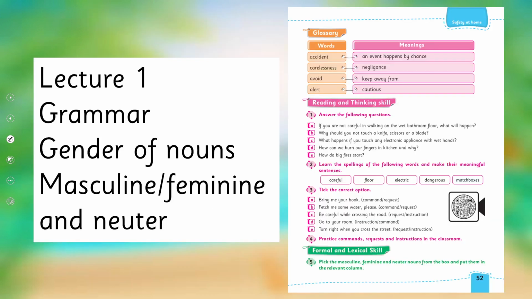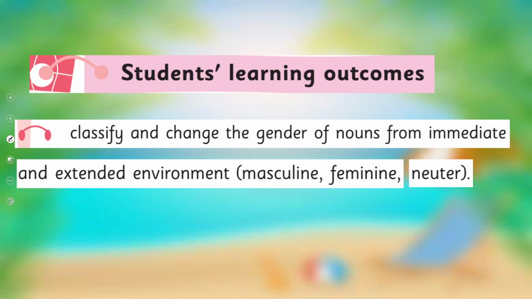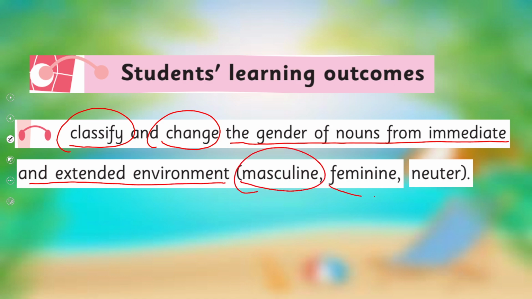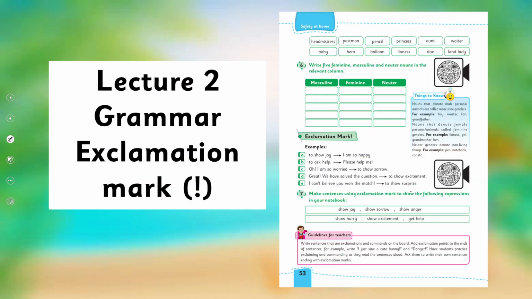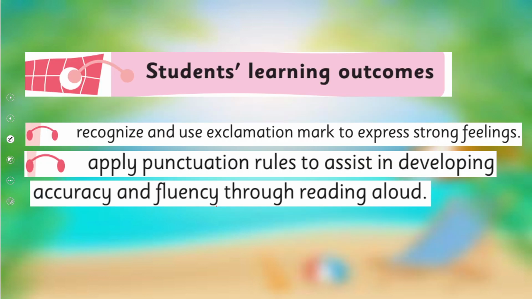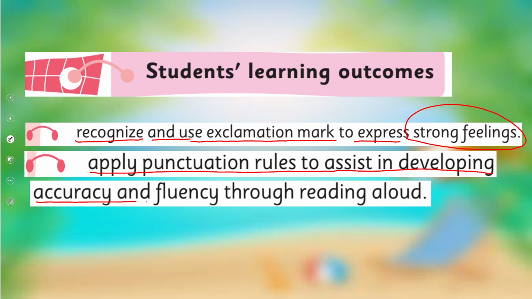So, in lecture 1, under the title of grammar, we learn about gender of nouns, masculine, feminine, and neuter, and we'll cover the SLO to classify and change the gender of nouns from immediate and extended environment, masculine, feminine, and neuter. Lecture 2, under the title of grammar, we'll learn about exclamation mark and we'll cover the SLO to recognize and use exclamation mark to express strong feelings. Apply punctuation rules to assist in developing accuracy and fluency through reading aloud.